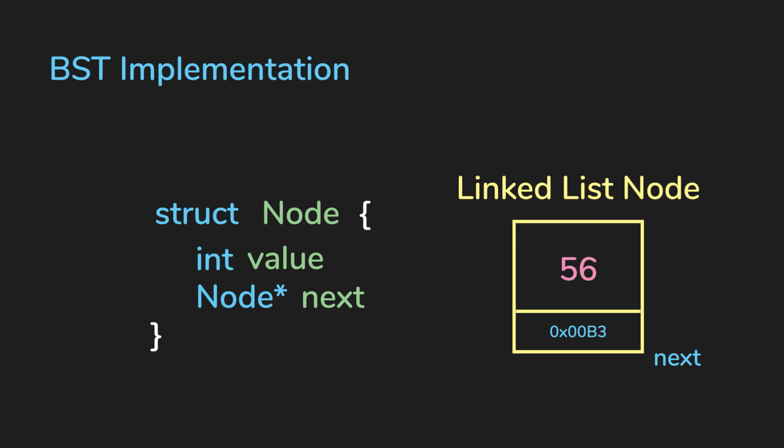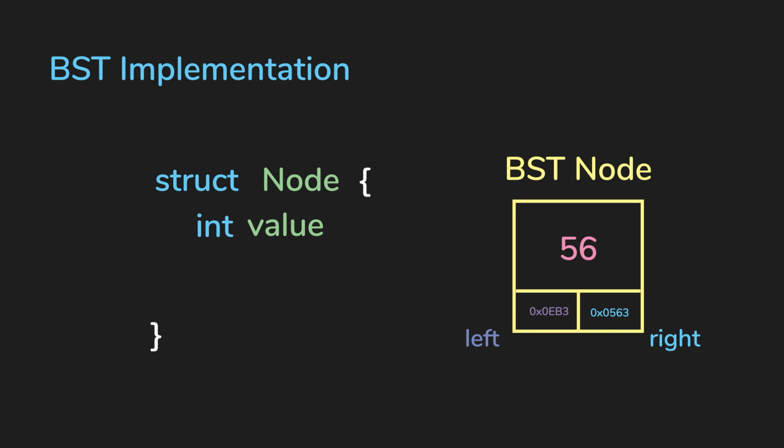Today, we're going to learn how to implement a binary search tree from scratch using nodes. Our BST node is the same thing as a linked list node, but instead of having one next pointer, it has a left and a right pointer, which will each point to its left and right child. So the BST node will look like this.